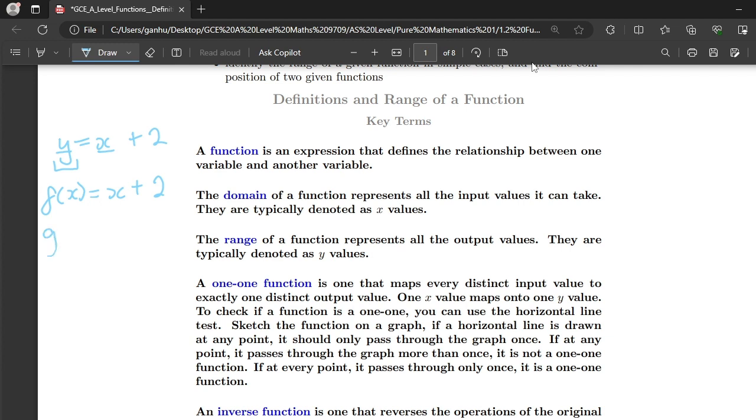Sometimes you may see it being represented as g of x is equal to x plus 2. You can use any letter here. This is how we represent the equation of a function.